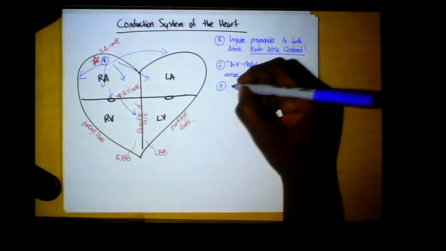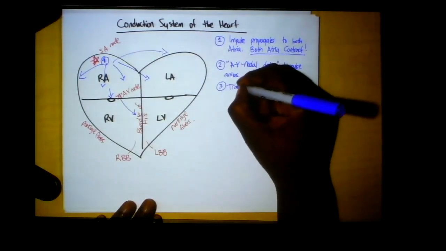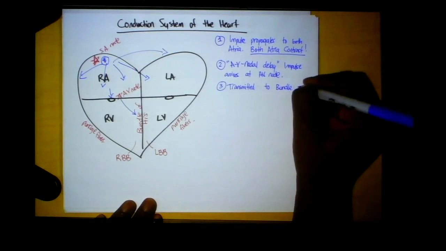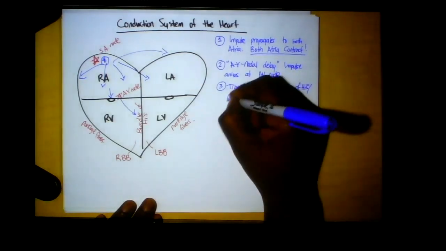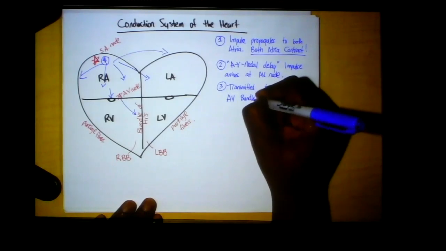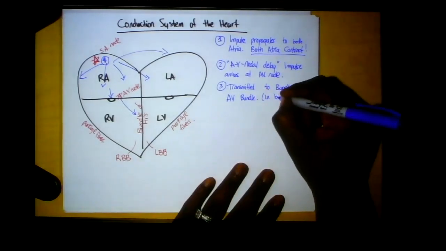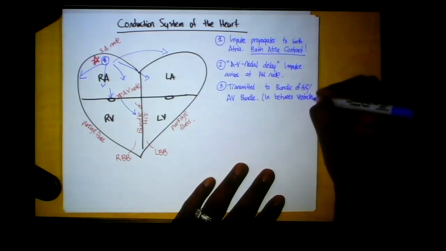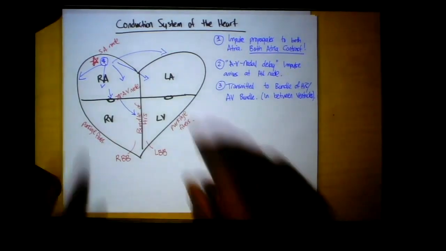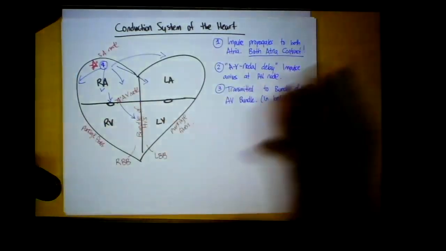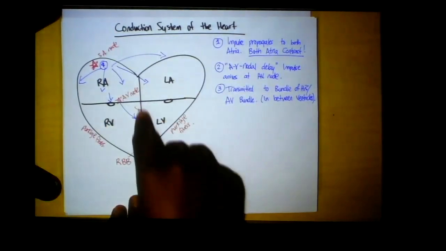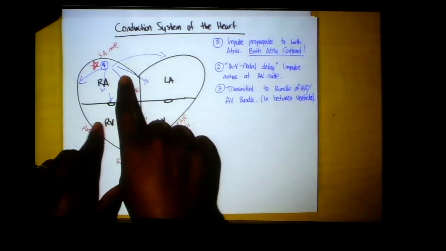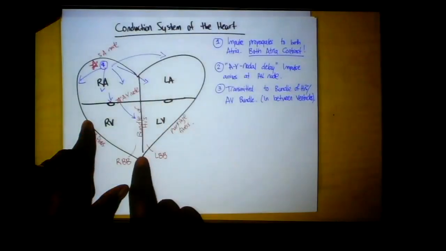So it's going to move towards the bundle of His. This is also called the AV bundle. And this is in between both ventricles. Okay, that's also important to understand. So when the impulse gets to the ventricle, it's not going through all of the ventricular wall, it's moving purely through the septum. So we're not having contraction of the ventricles just yet, but this is just a way for the impulse to get from the top chambers down to the bottom of the heart, okay?